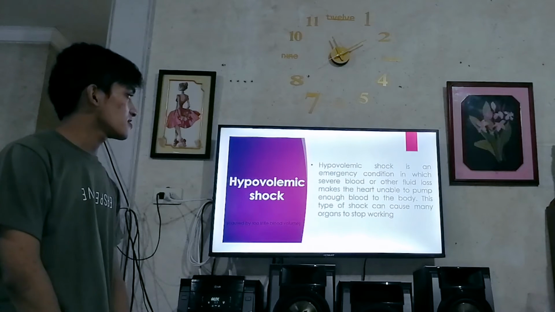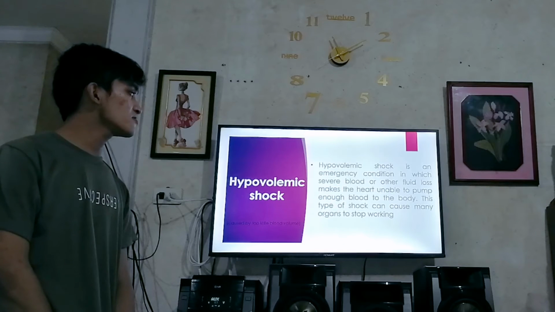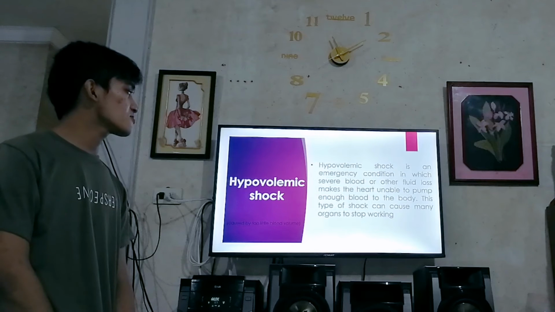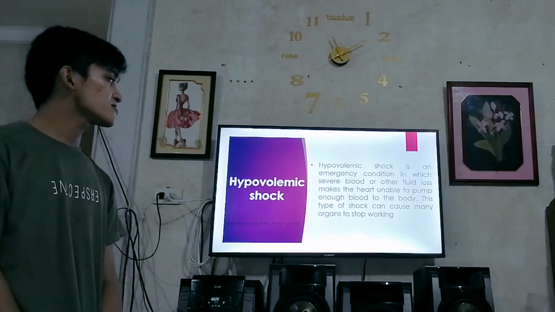Hypovolemic shock is an emergency condition in which severe blood or other fluid loss makes the heart unable to pump enough blood to the body. This type of shock can cause many organs to stop working.